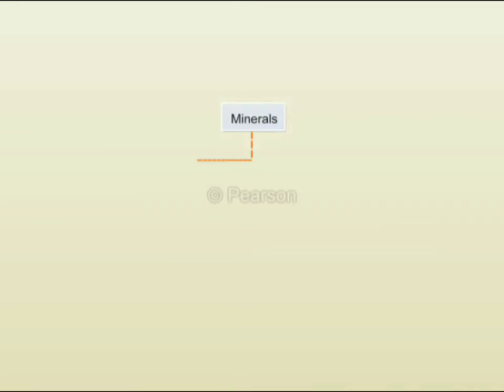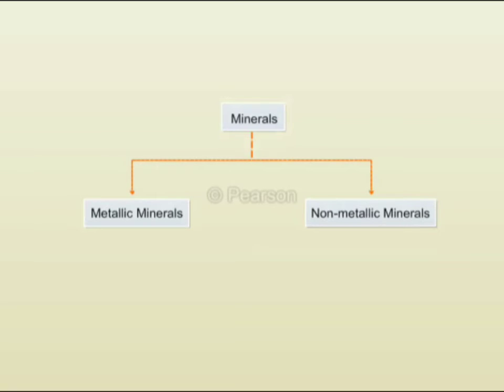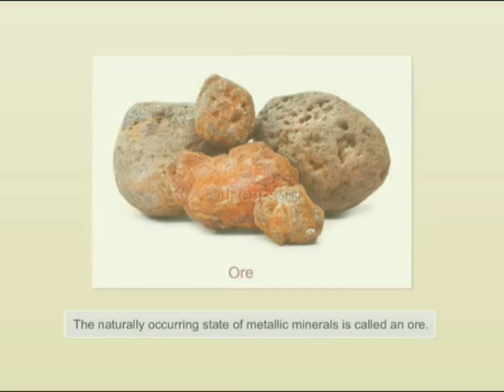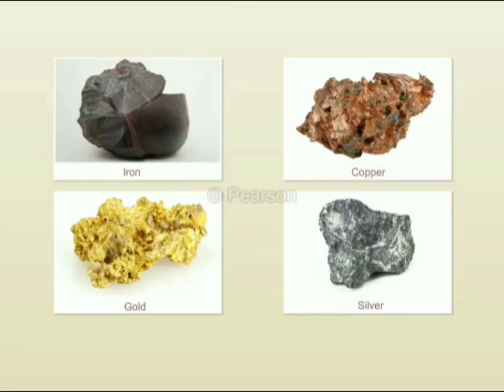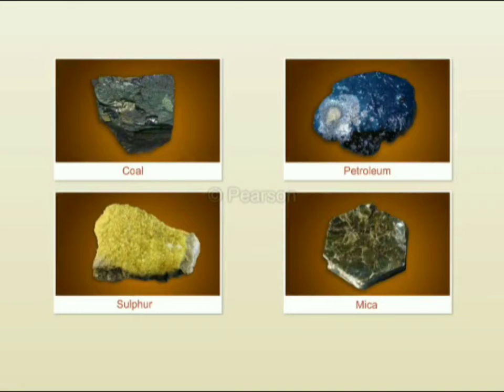Minerals are of two types: metallic minerals and non-metallic minerals. The naturally occurring state of metallic minerals is called an ore. All metallic minerals are found as ores. Some examples are iron, copper, gold, and silver. Examples of non-metallic minerals are coal, petroleum, sulfur, and mica.